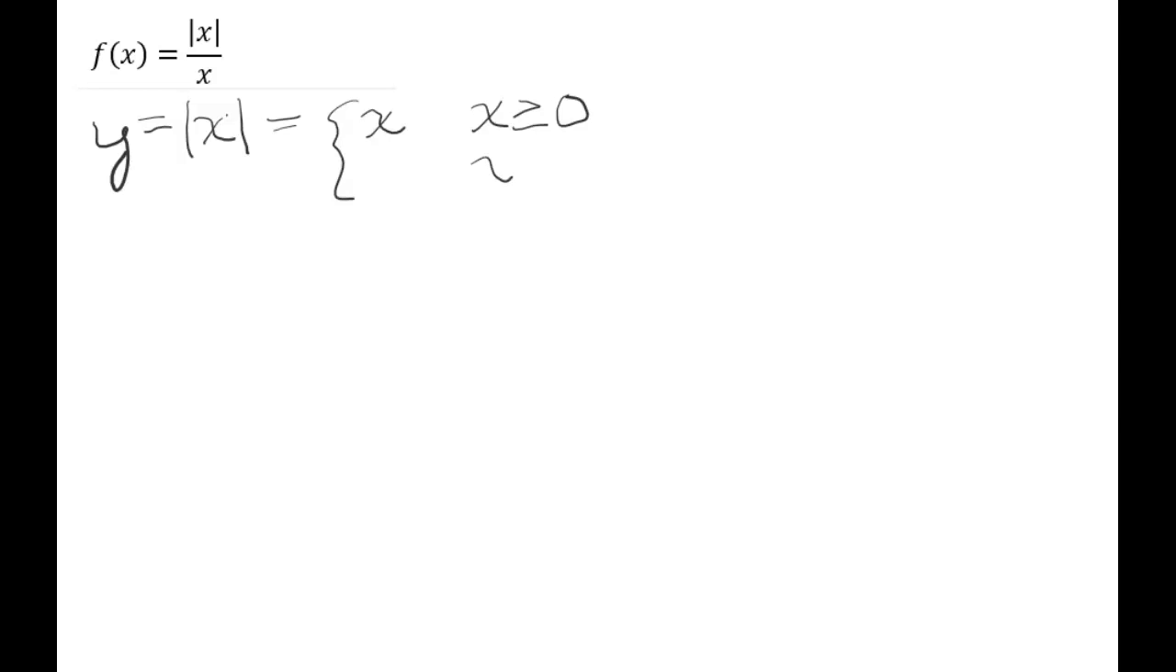For negative numbers, we know absolute value is always positive. So if x started out as a negative number, the absolute value turns it positive, which is its opposite. So that's just the absolute value function by itself. Let's use that to look at f of x here.